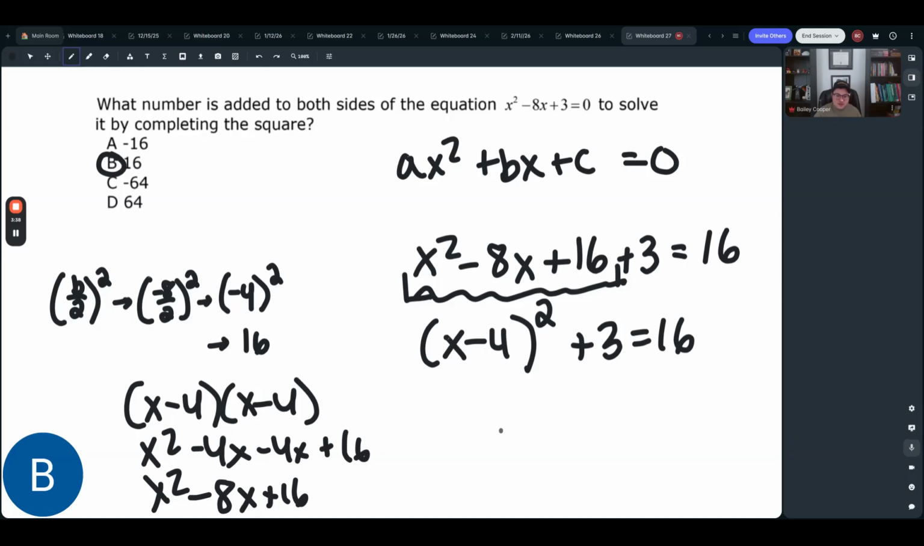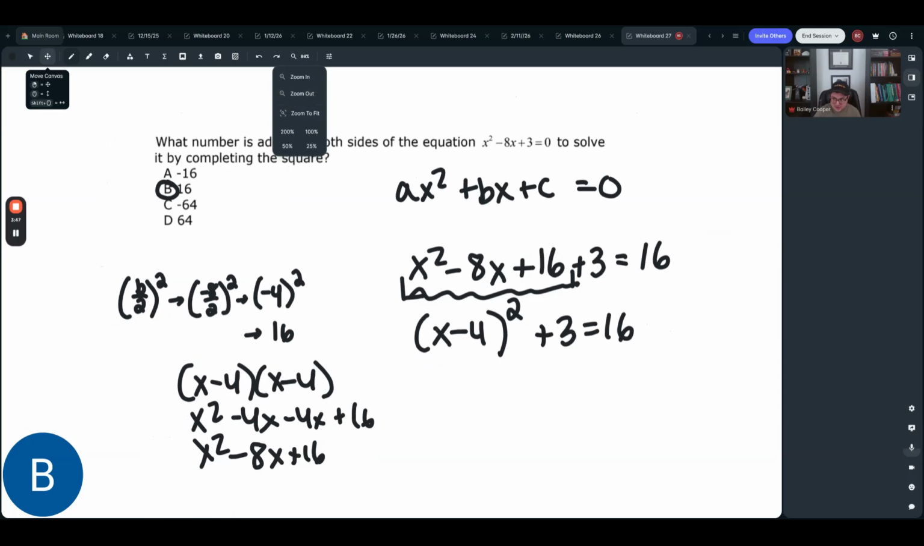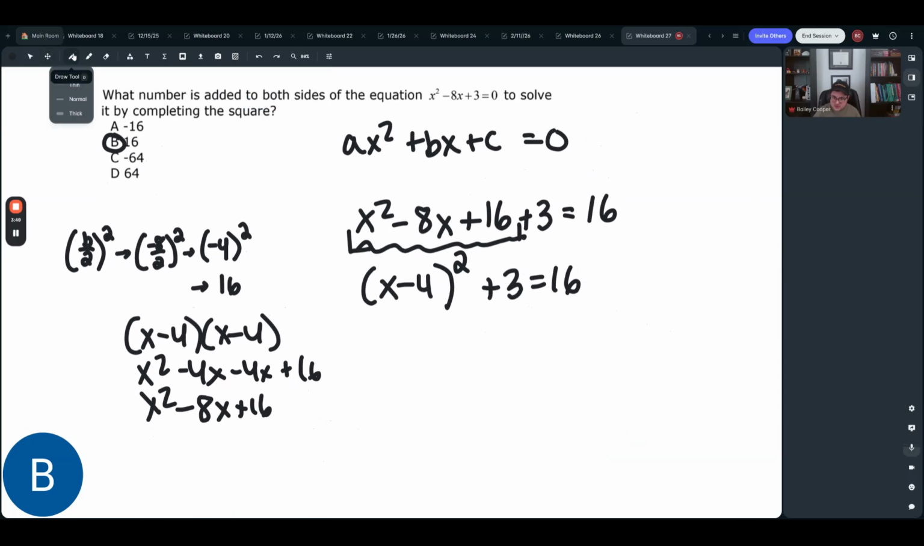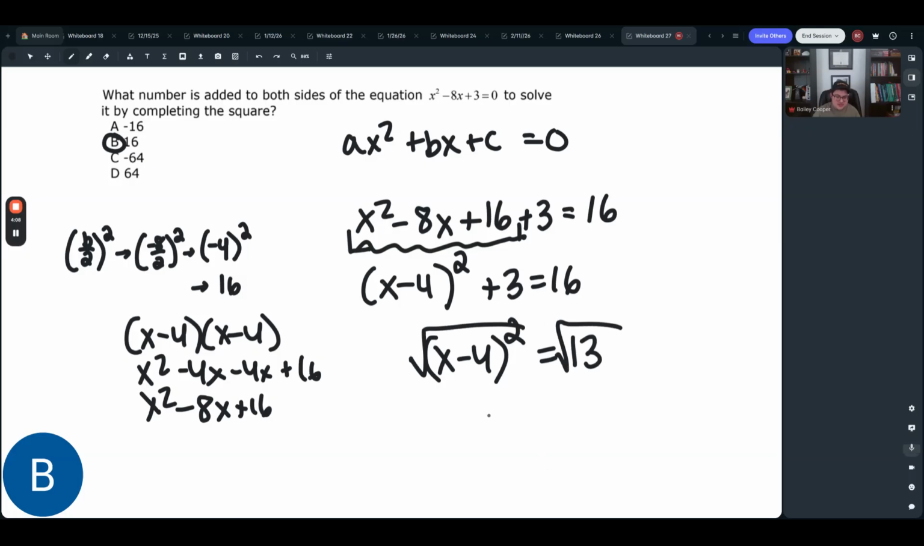And then from here, let's say the question was asking us to solve for x. This shows why getting it into this form is actually helpful. It makes it a little bit easier to solve for x. So let's do it. First thing we're going to want to do is subtract 3 on both sides. So that's going to be (x - 4) squared equals 13. Then we have to cancel out this square that we've created. The inverse operation to squaring something is square rooting, so we're going to square root both sides.